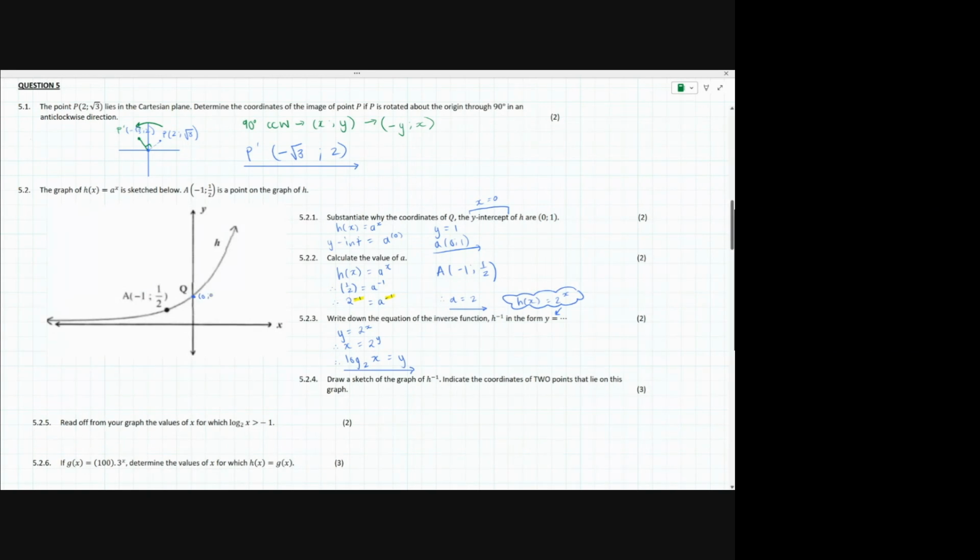So remember, Q is at 0, 1. If you think back to what I said in the last question, the rule or the trick is that you just swap coordinates. So this y-intercept now becomes our x-intercept at 1, 0. And this coordinate -1/2 swaps, so it becomes a half, -1. And so there are the 2 points that lie on this graph.